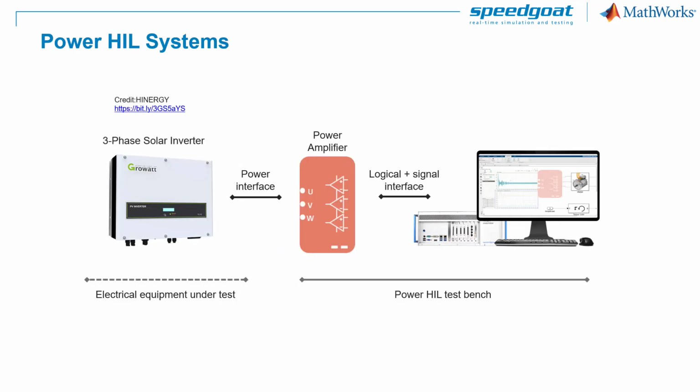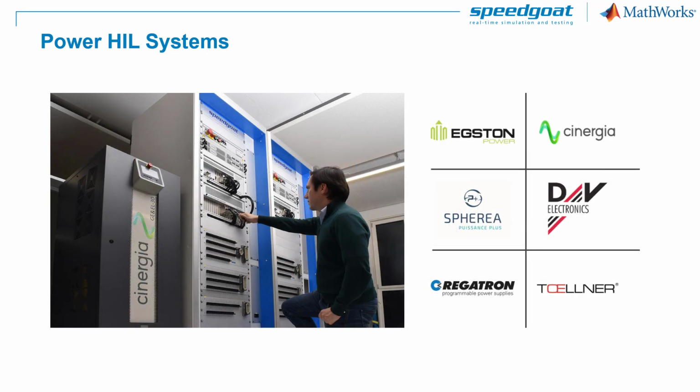Besides controller hardware in the loop, there is another type of hardware in the loop that is called power hardware in the loop, or power HIL. In power HIL, you will test your electrical equipment via a high-voltage interface like a power amplifier. Speedgoat can support you in building a power HIL system, including selection of suitable power amplifiers according to your voltage, power, and bandwidth needs. We will also provide you with a turnkey solution together with our partners.